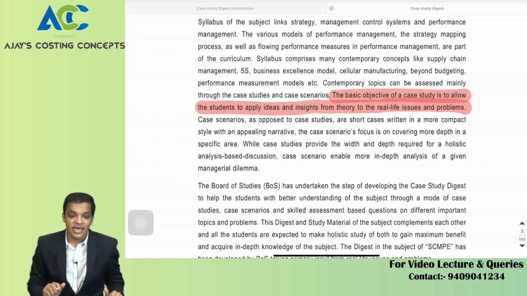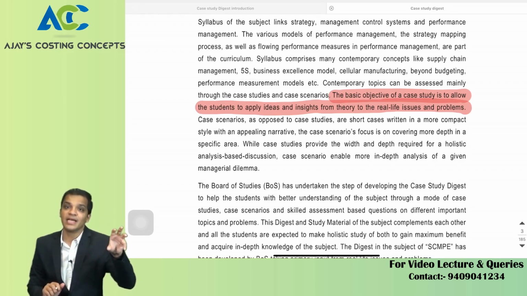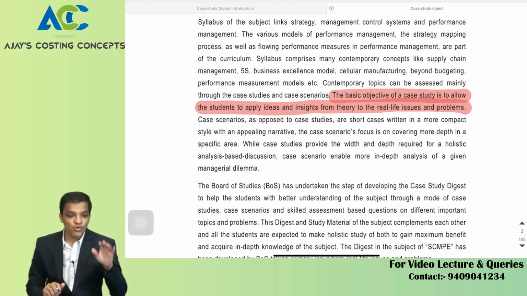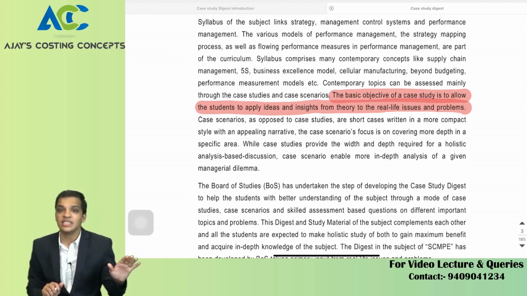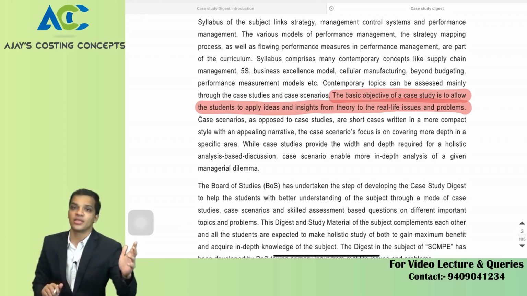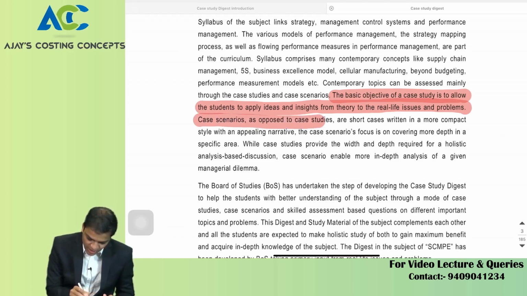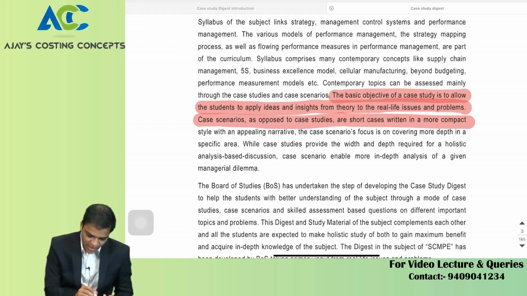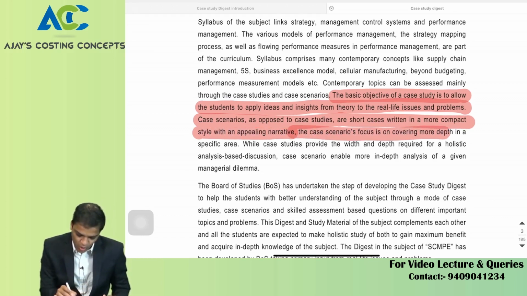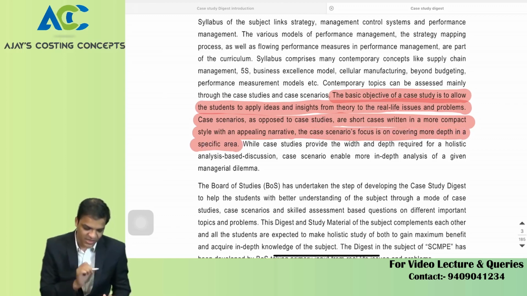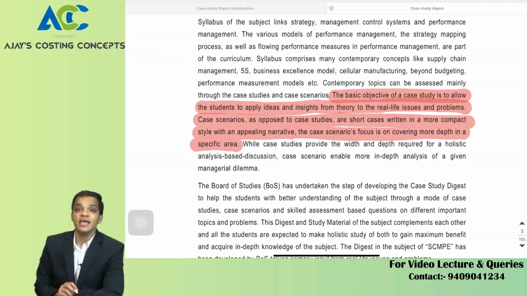A case study is a conceptual, practical part, where a problem or issue would be given to you, and you have to apply your knowledge and your concepts and answer how you will be able to solve this, right? What are case scenarios? As opposed to case studies, case scenarios are short cases written in a more compact style with an appealing narrative. A case scenario focuses on covering more depth in a specific area, right? So basically a case scenario is of a specific area, a depth, a super specialization kind of thing.